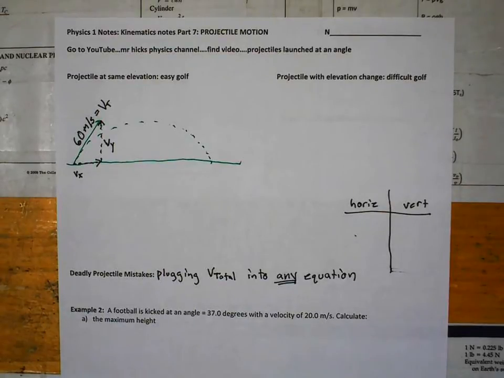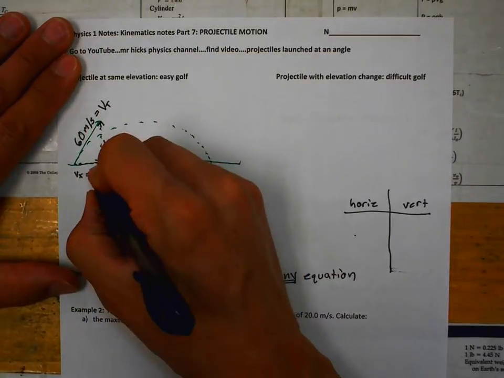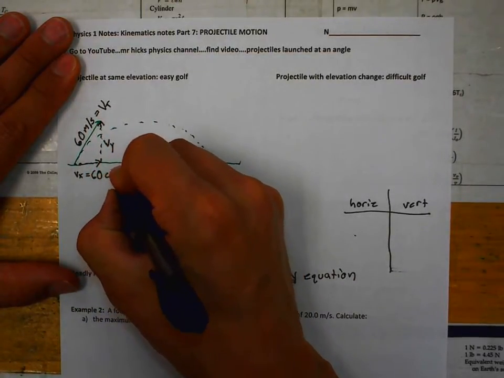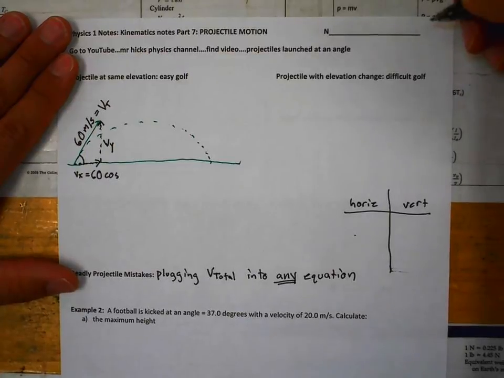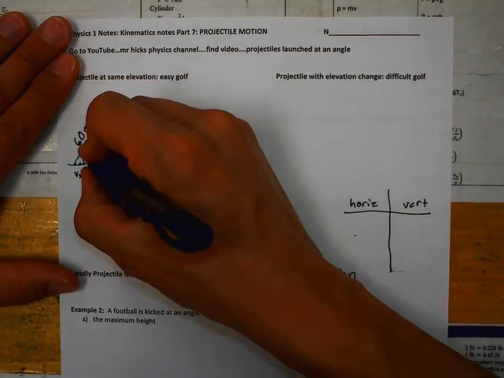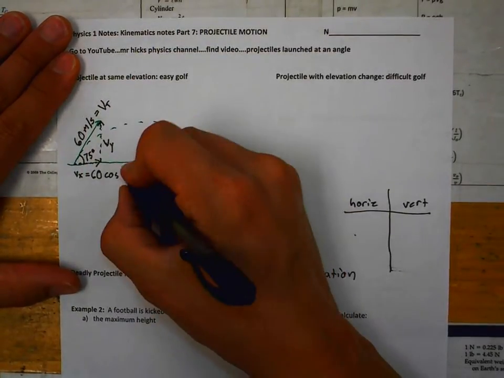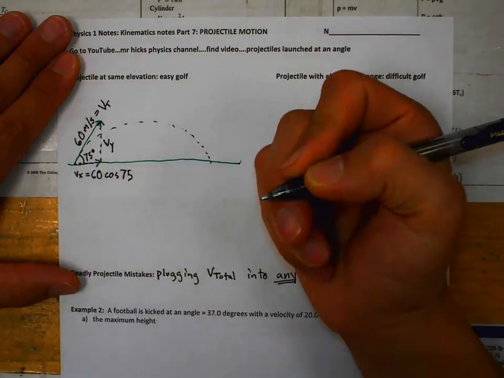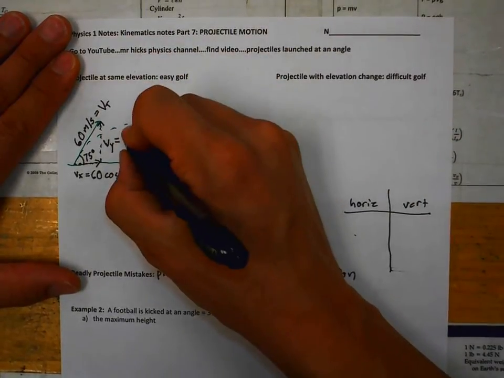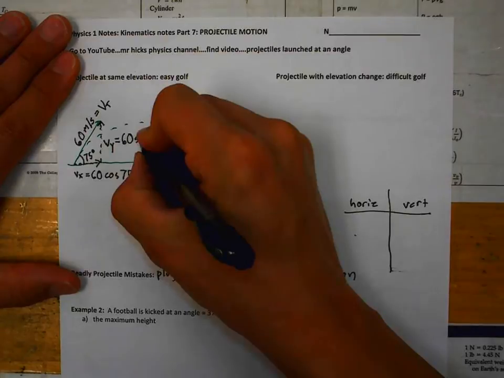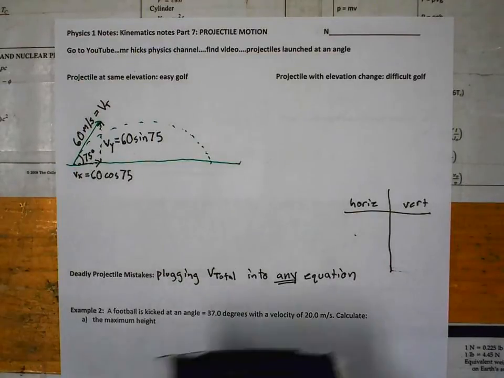So vector boot camp shows you how to get this. We're going to do 60 times the cosine of whatever angle that is. I'm just making this problem up on the spot, but I'm going to say this angle's 75 degrees. 60 cos 75. Okay, that's my x component. My y component is 60 sine 75. All right, so let's calculate those out real quick.